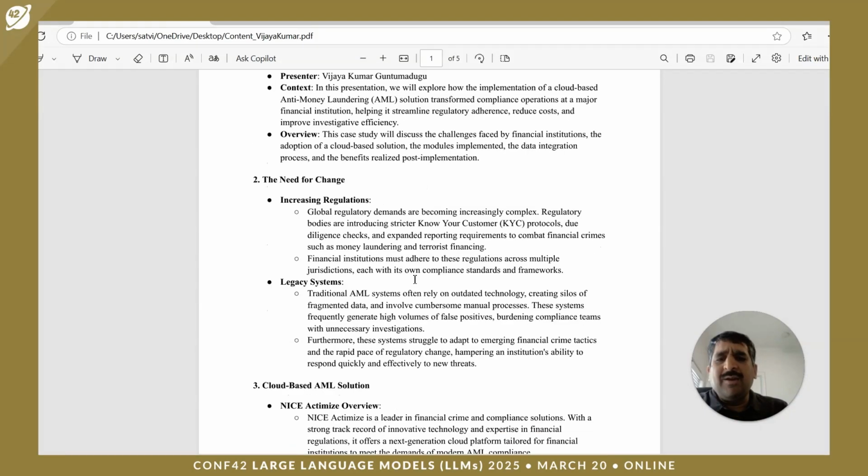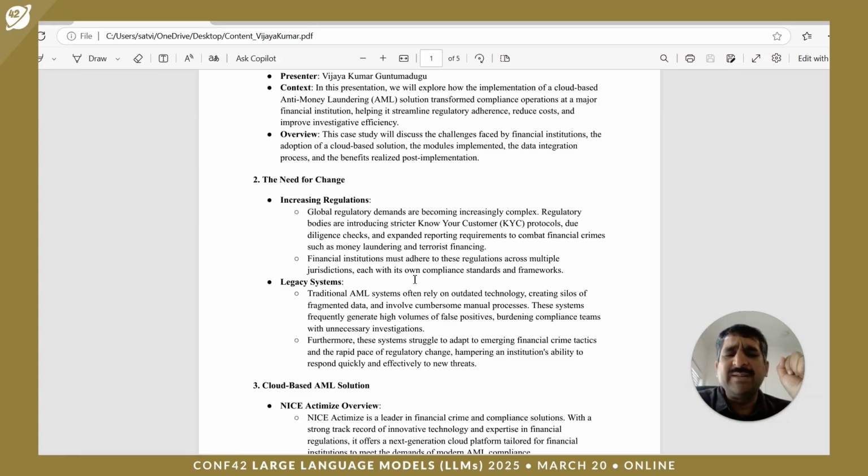The global regulatory demands have become increasingly complex. Regulatory bodies are introducing know your customer (KYC) protocols, due diligence checks, and expanded reporting requirements to combat financial crimes such as money laundering and terrorism financing. Financial institutions must adhere to these regulations across multiple jurisdictions, each with its own compliance standards and framework.